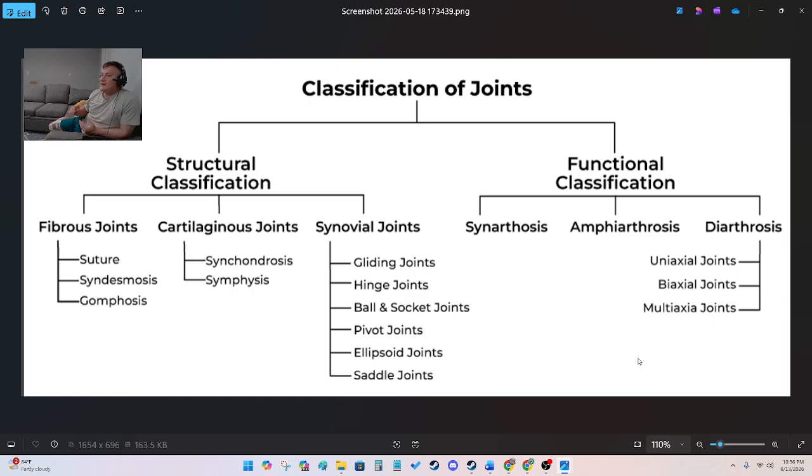So if it's uniaxial, it's only moving in one plane. That would be a hinge joint. Biaxial would be this one, where it's saddle. Okay, that's all you can do. Saddle joints are kind of the same way, but there is a multi-axial motion that you can mimic with these biaxial joints. It's not actually like a ball and socket rotation. So this would be rotation. This is what we actually call rotation.